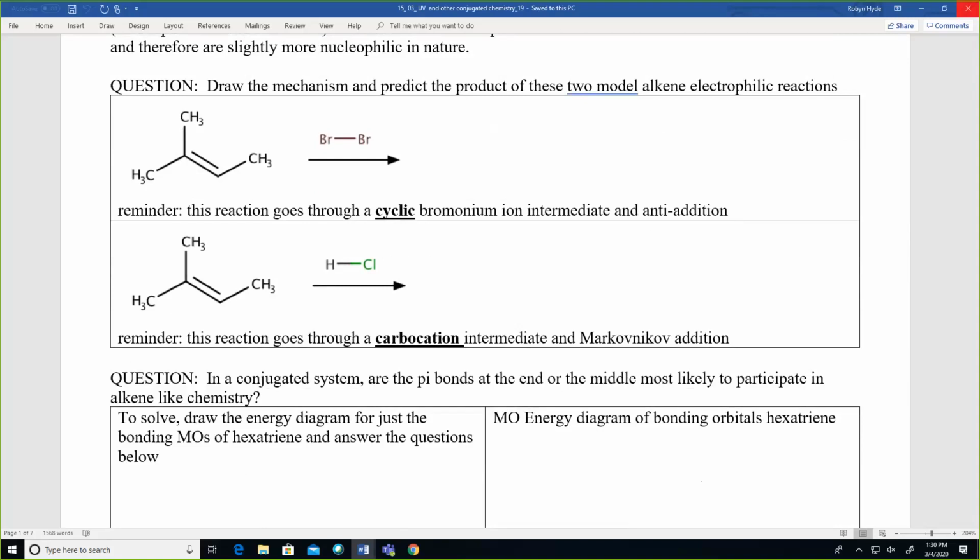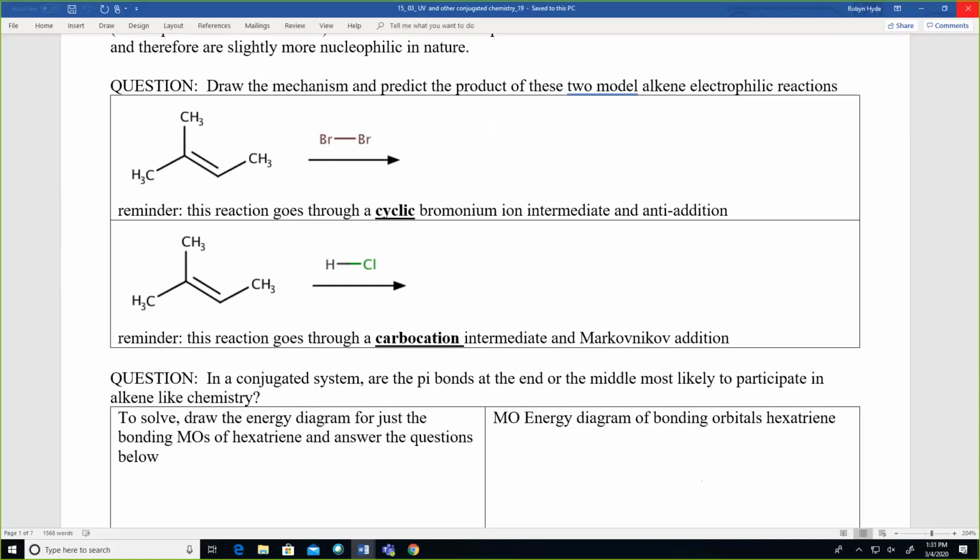So reaching way back to chapter 7, either 7 or 8. 9 was alkynes, so it'd be 7 and 8, how to make an alkene and then reactions of alkenes. So reaching back to 7 and 8, we learned about some very typical alkene reactions, and we're going to look at a few of them again, and then how these alkene reactions proceed when we have conjugated alkenes. But to review, let's just start. What if we have a normal alkene with Br2?